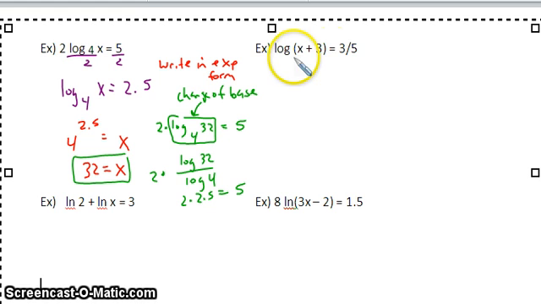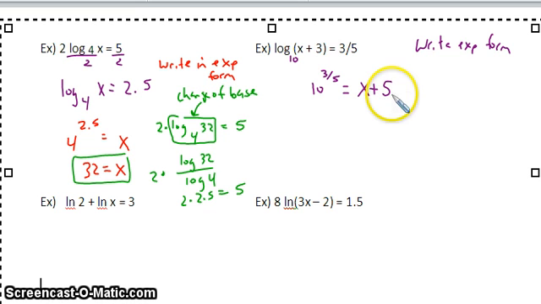Okay, so let's apply what we just talked about to the next problem. You have a log being equal to a number, so we want to write in exponential form. This time we have to recognize that our base is that imaginary 10 that's there. So 10 raised to the 3/5 power is equal to x plus 5, or x plus 3, sorry. So in our calculator we'll do 10 raised to the 3/5. Again, you want to make sure that that 3/5 is in parentheses.